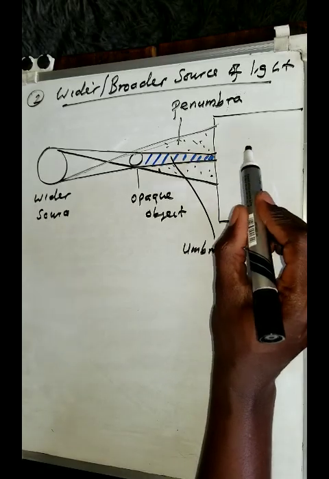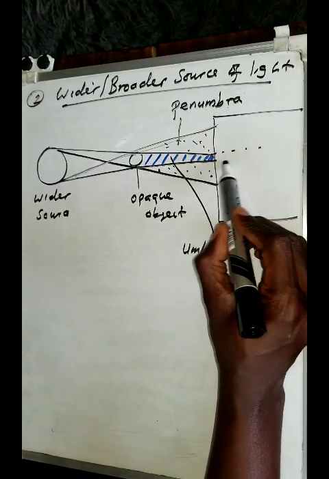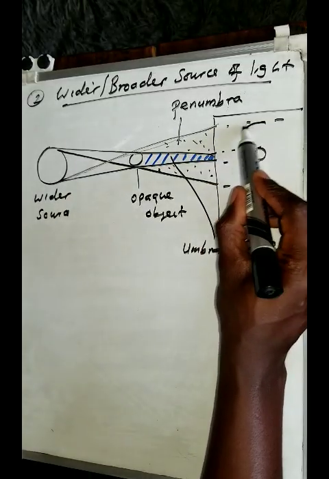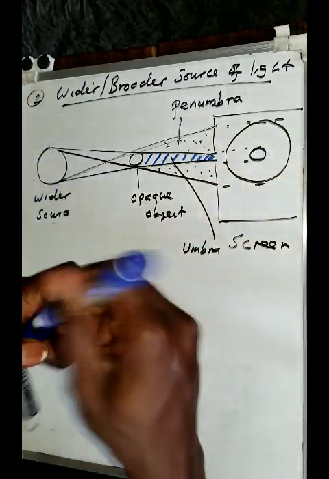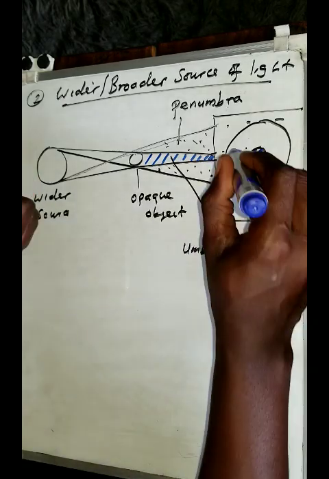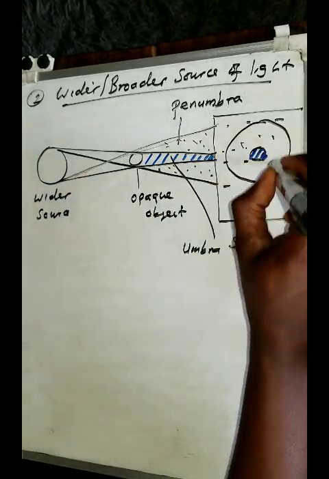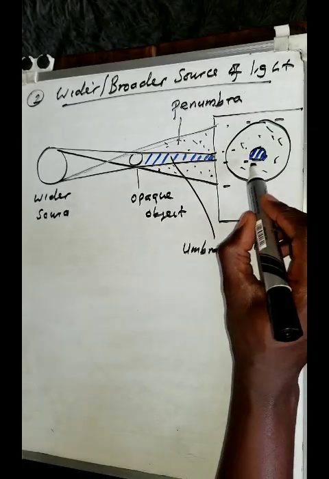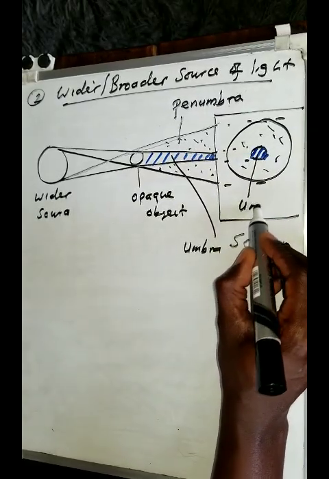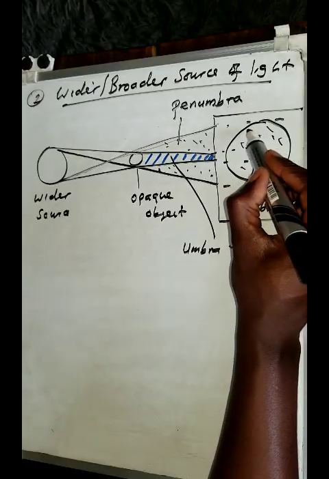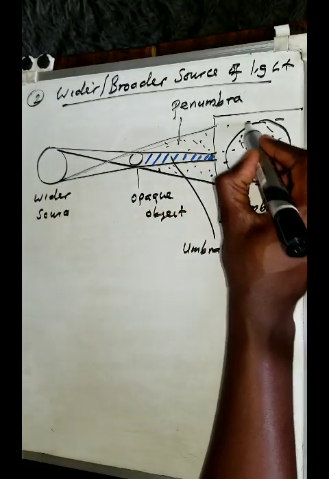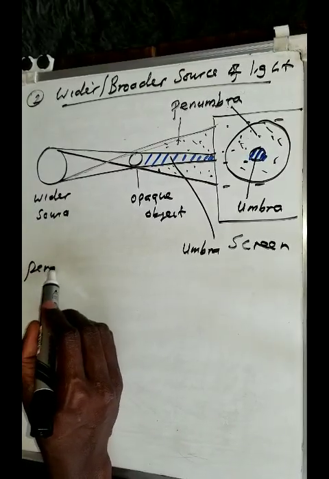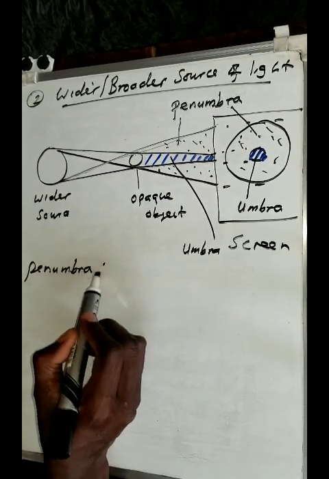If I illustrate it, this point here is going to be very dark, and you are going to have another point there. What you are going to see on the screen is the blue section, and surrounding it is the dotted line. The middle part, which is very dark, is what we call the umbra. And the dotted part, where some light is falling, is what we call the penumbra. So what exactly is the penumbra? How can we define what penumbra is?